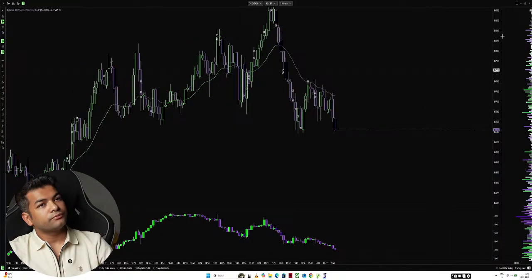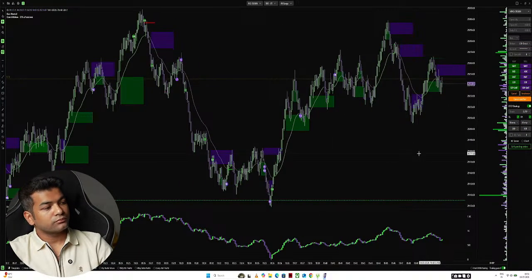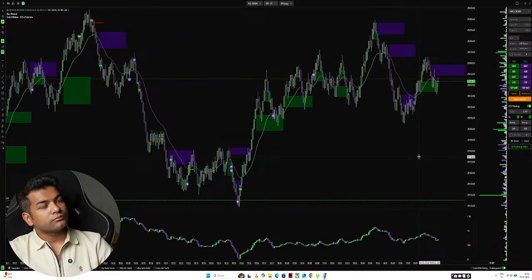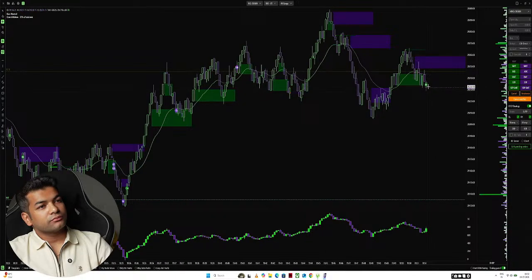This is a chart of gold. Buyers are getting absorbed. They're trying hard. Let's see if this 86 buyer gets absorbed or not. Okay, so he got absorbed. But there is effort.